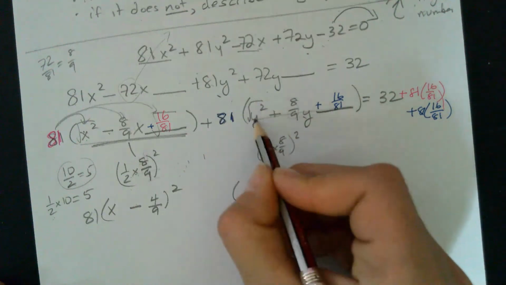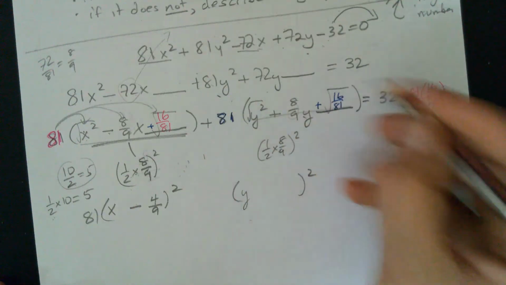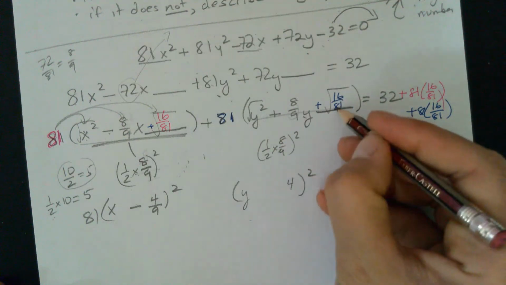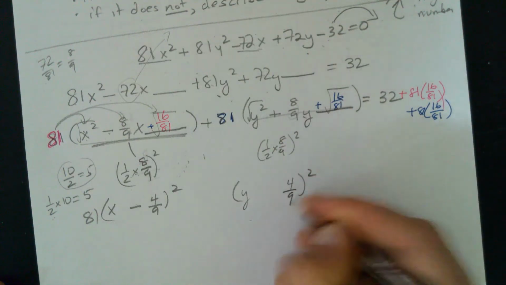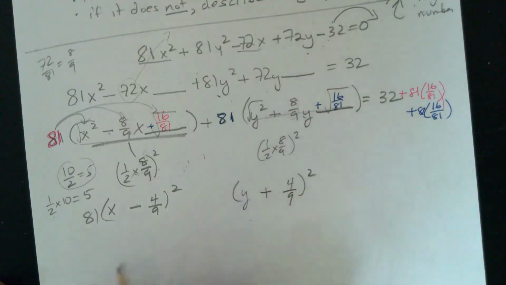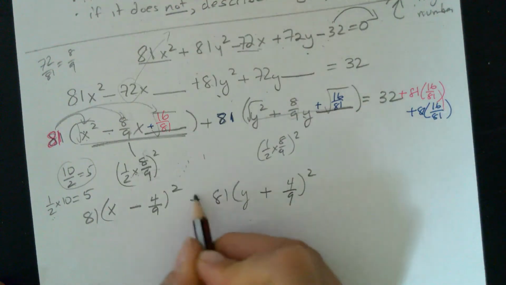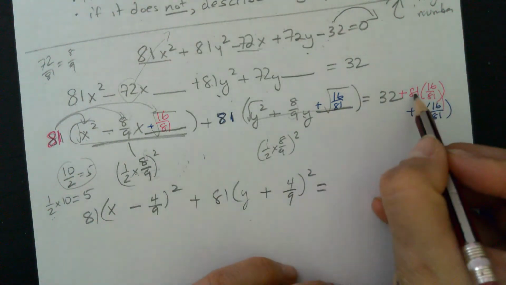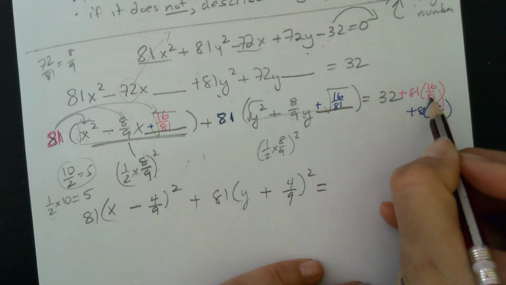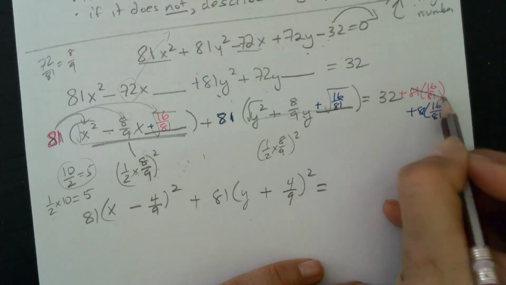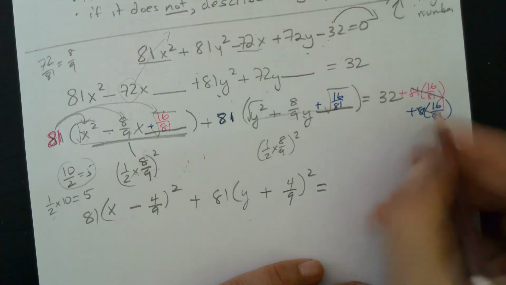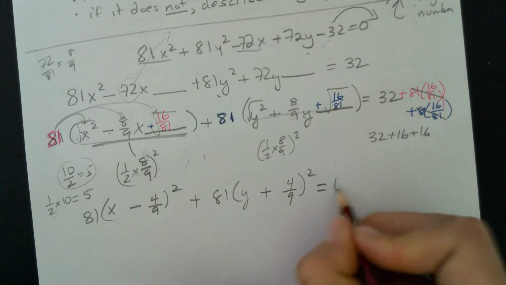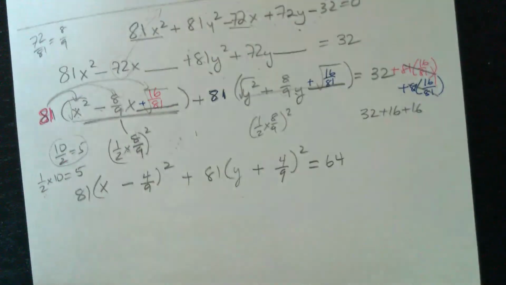I take the square root of this and the square root of this. So what's the square root of 16? 4. What's the square root of 81? 9. And because it's a plus, I put a plus here. I have to put the 81 back in the front. And if you look here, this is really 81 divided by 81. So that cancels out. Same here. So I'm left with 32 plus 16 plus 16, which is equal to 64. Okay.